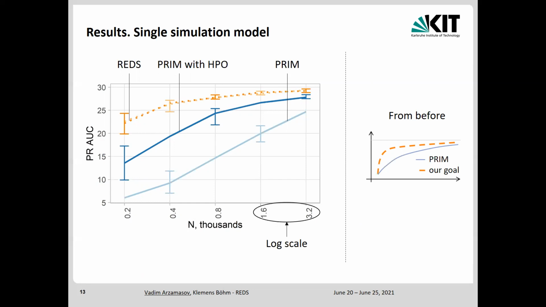On this plot, one can see the result obtained on a single simulation model in 50 repetitions. This curve corresponds to the accuracy of scenarios produced by a given method with the number of simulation runs. One can see, for example, that the quality of scenarios obtained by our method REDS at 400 simulation runs is comparable to the quality of scenarios found by its close competitor, PRIM with hyperparameter optimization, at 1,600 runs.